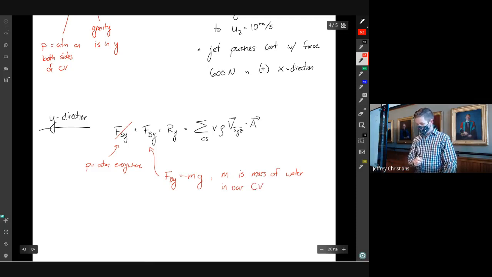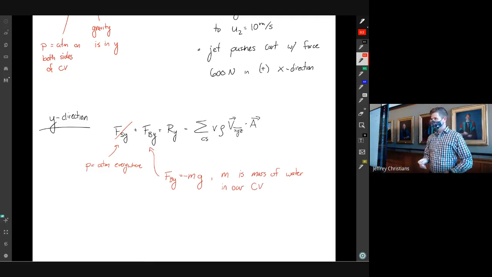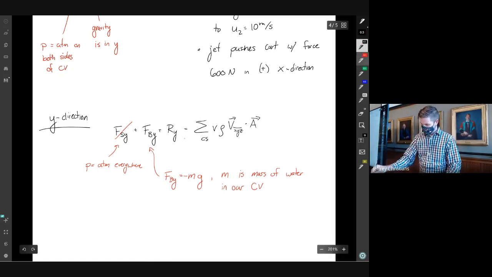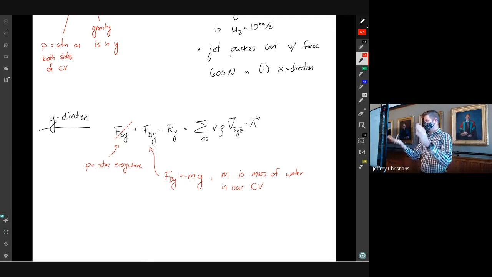in our CV. So the total mass of water that is currently in contact with the front of the cart, that water is going to add a force based on its weight. It's sitting on the cart, so it's going to add a force based on that. And then Ry is again the force that is kind of the snowplow thing that is pushing up on the water to get it to bend and eventually going up at an angle.